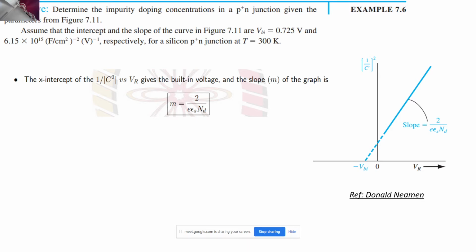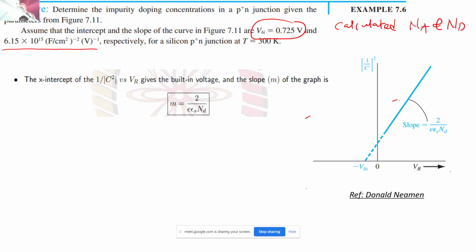This is based on the slope concept of the 1 upon C square versus V graph. So what they have asked: determine the impurity doping concentrations in a P plus N junction. So P is the heavily doped side, given the parameters in the figure. Assume the intercept and the slope of the curve in this figure. VBI is given to us, it's around 0.725 volts, and the slope is also given to us, 6.15 times 10 to the power 15. And what we have been asked is to calculate NA and ND.